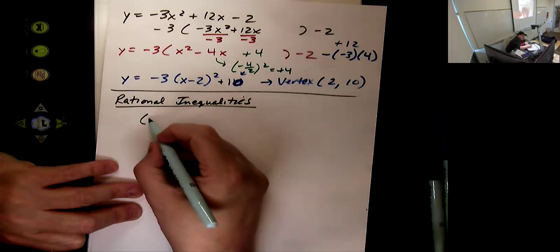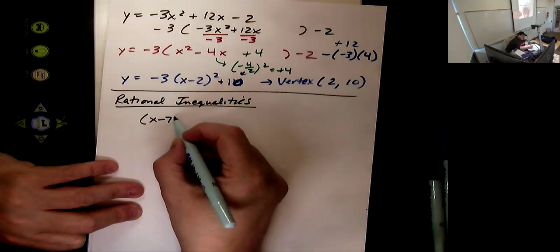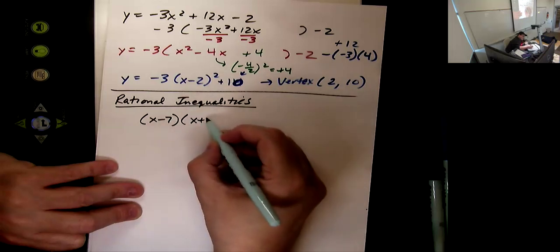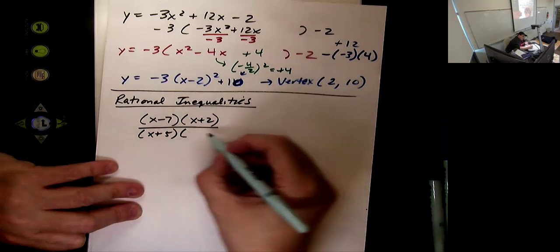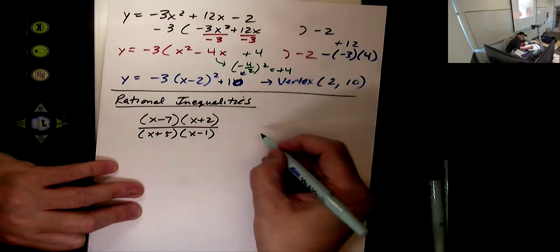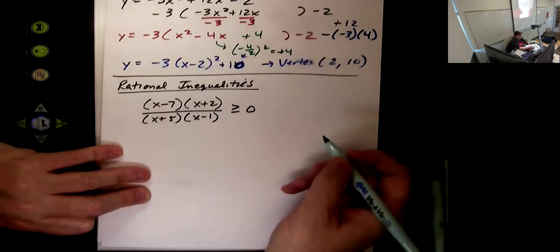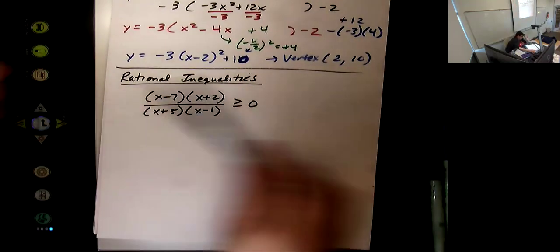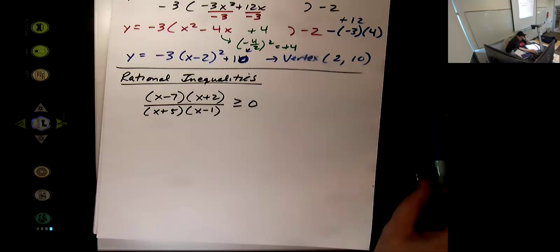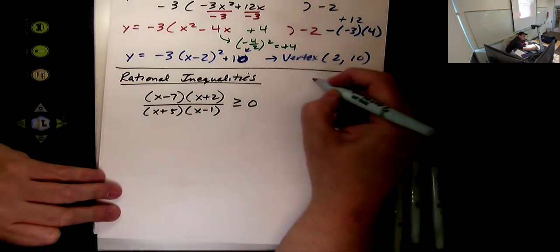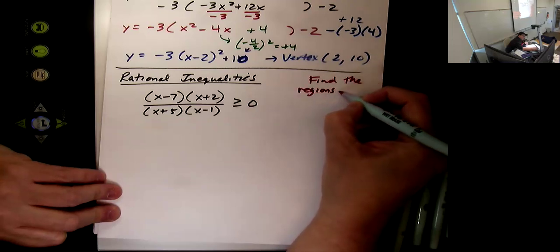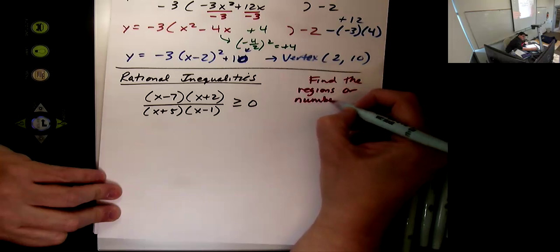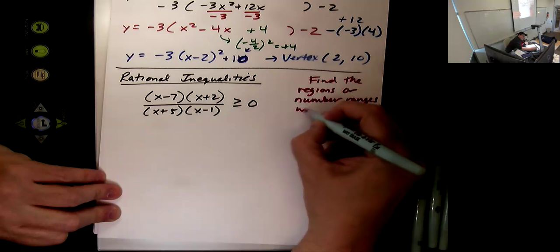So we're gonna do x minus 7 times x plus 2, with everything factored already. Then we'll do x plus 5 and x minus 1, and we'll say this is greater than or equal to 0. We want to find regions, or number ranges, where this is true.